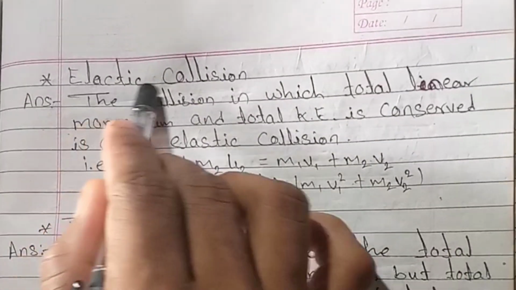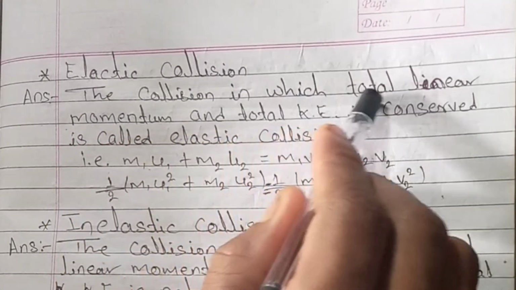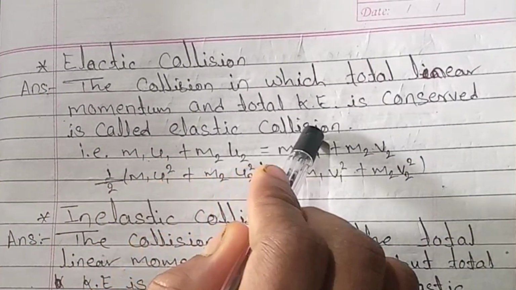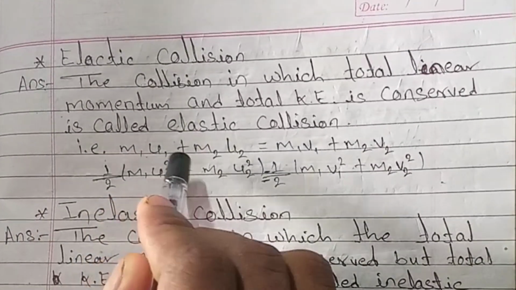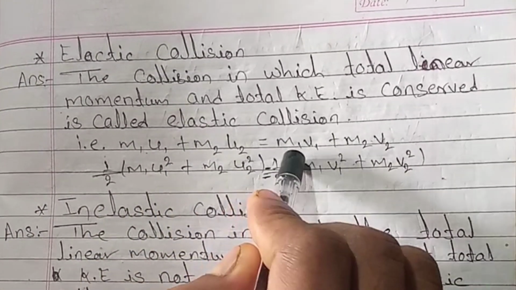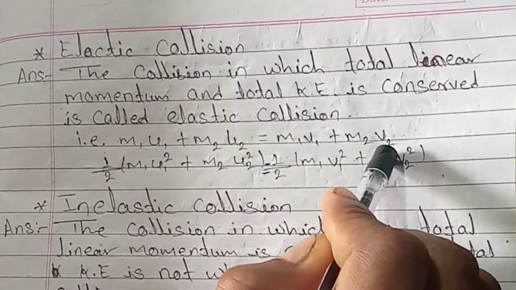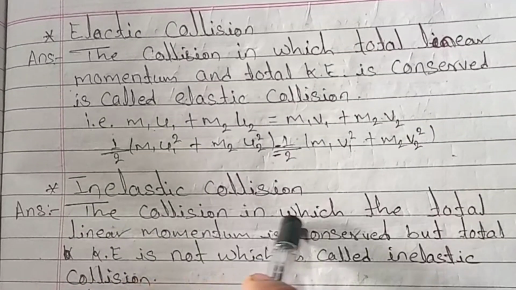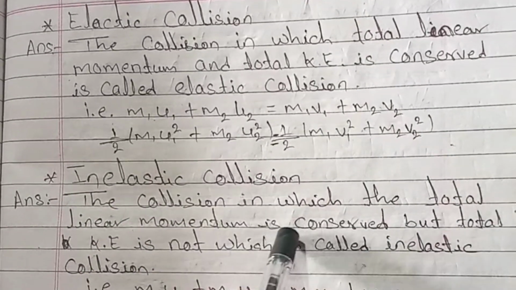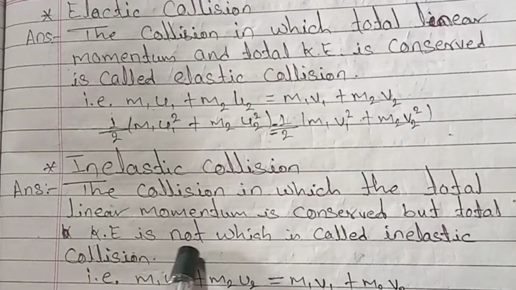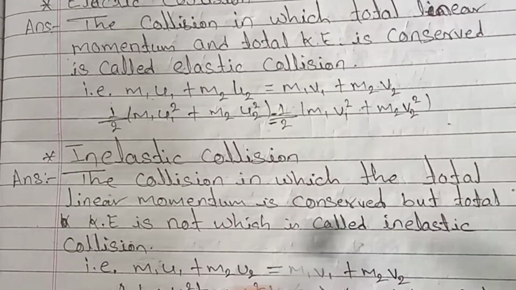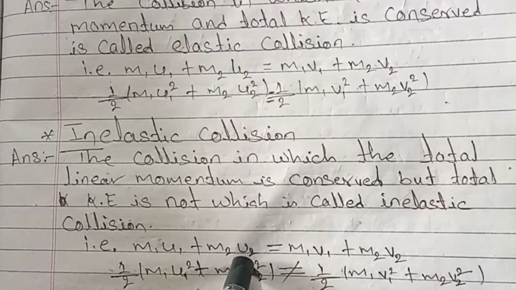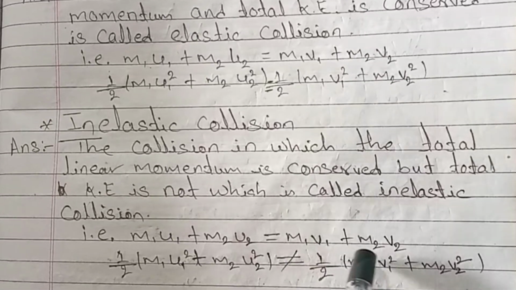Elastic collision. The collision in which the total linear momentum and the total kinetic energy are conserved is called elastic collision. That is, m1 u1 plus m2 u2 is equal to m1 v1 plus m2 v2. Inelastic collision: the collision in which the total linear momentum is conserved but total kinetic energy is not is called inelastic collision. That is, m1 u1 plus m2 u2 is equal to m1 v1 plus m2 v2.